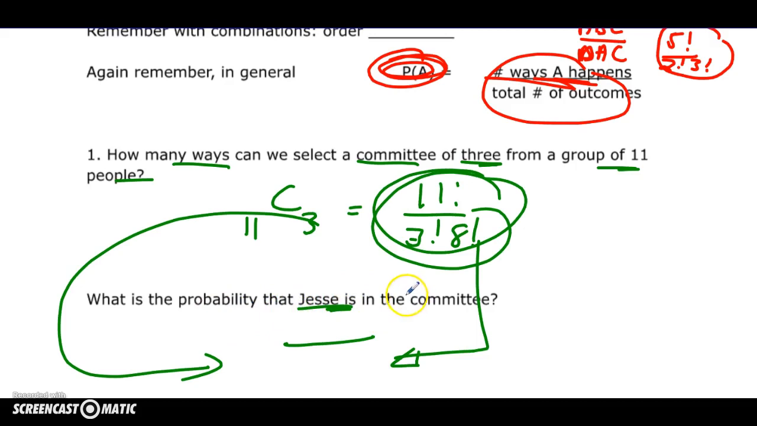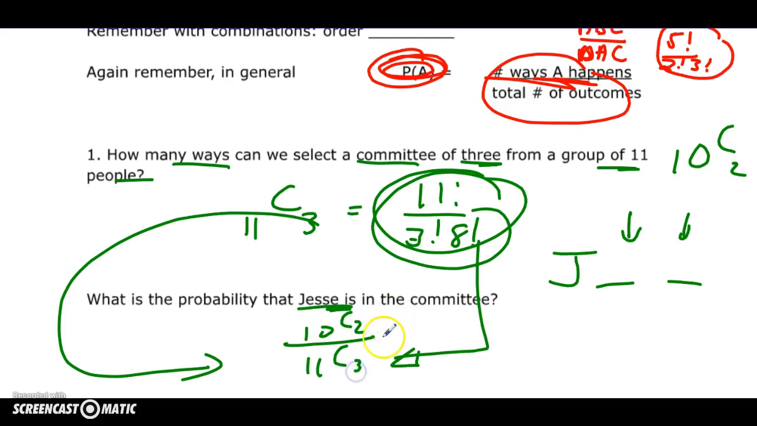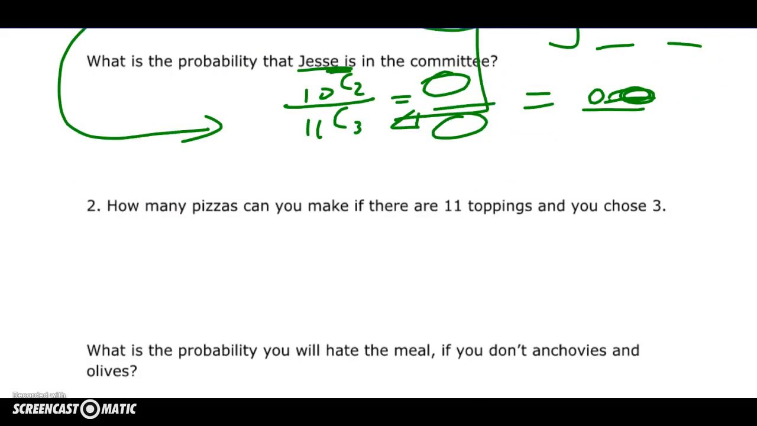What is the probability that Jesse is on the committee? Think about it this way: if Jesse is already on the committee, how many ways can I choose the next 2 people? Well, if Jesse's gone, I'm down to 10 people, and I'm choosing 2. So it's 10 choose 2. So this answer is 10 choose 2 over 11 choose 3. You figure out that number, put it in the calculator, and you get a decimal. And that's great. You keep going.